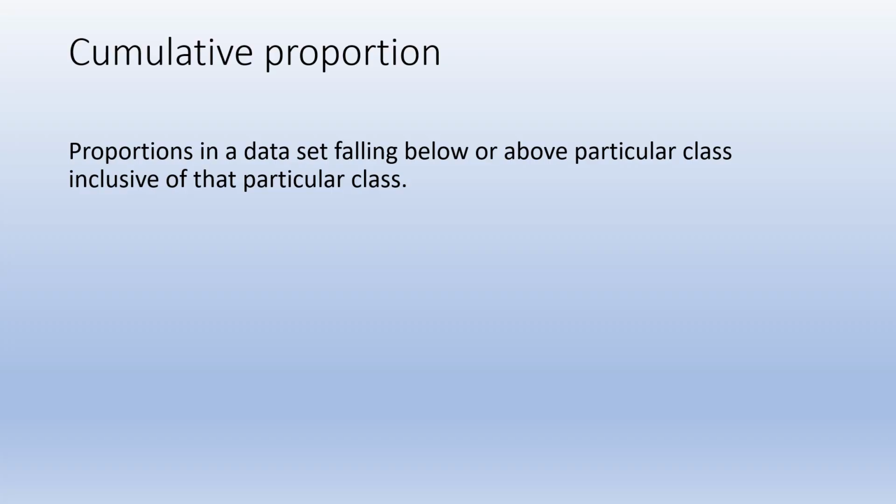Cumulative proportion shows the proportion of observations falling below or above a certain class, including that class. It is very useful when analyzing age groups, income groups, or clinical measurements. For example, we can determine what percentage of the patients are aged below 50 years.